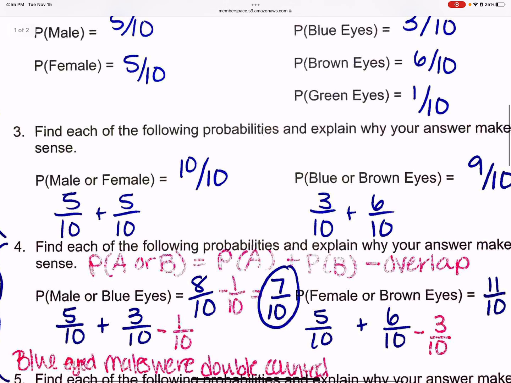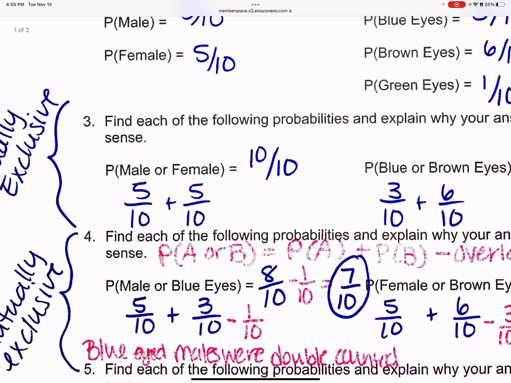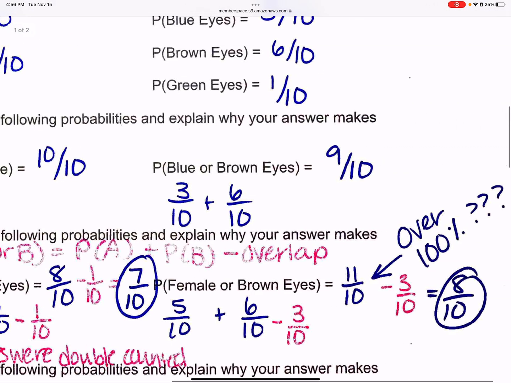And for this one, these do have an overlap. And so the first thing, male is 5 out of 10, blue eyes is 3 out of 10, but one of those people were male and had blue eyes, and so I counted them twice. So we have to subtract the overlap to get 8 out of 10 minus 1 out of 10 to get 7 out of 10.